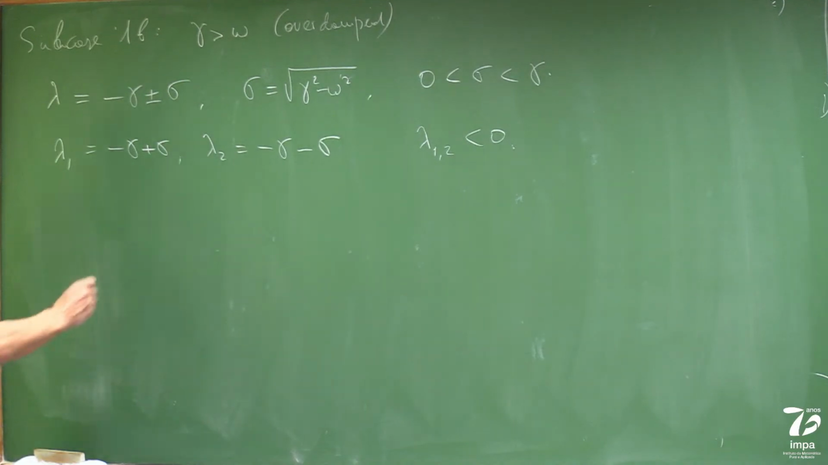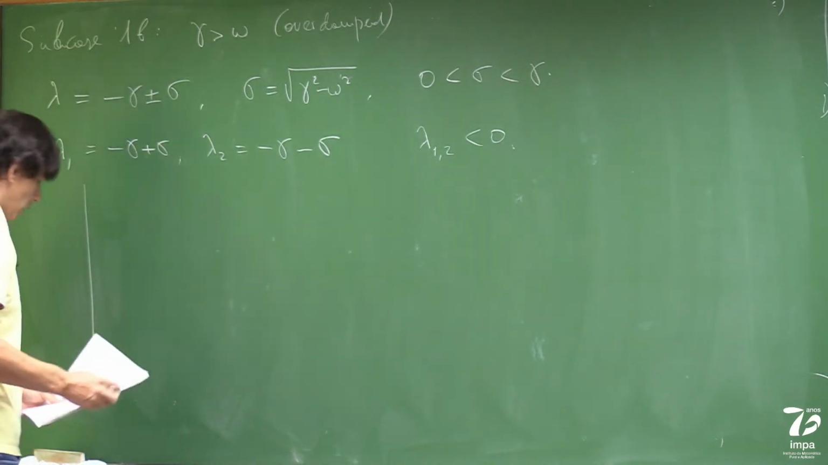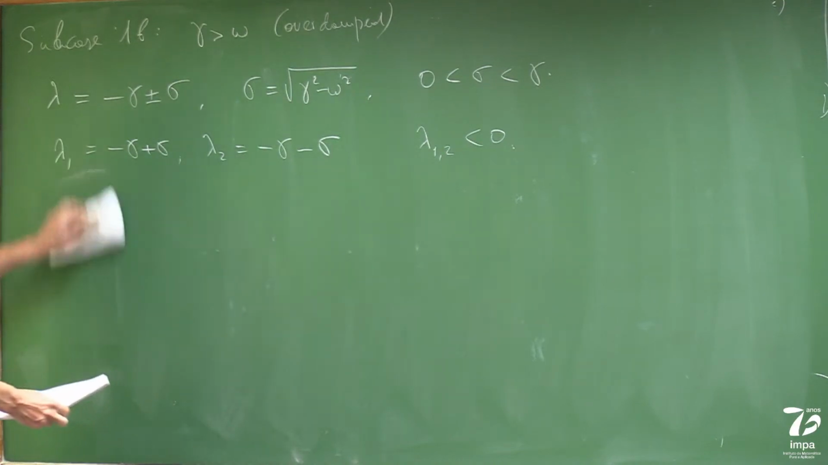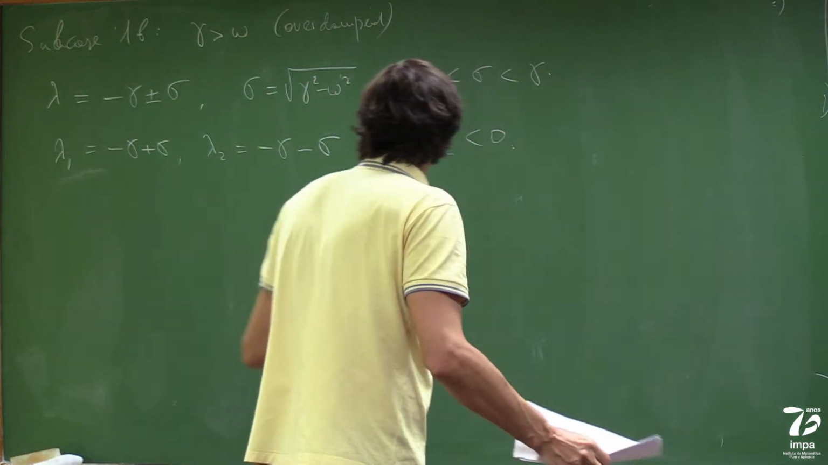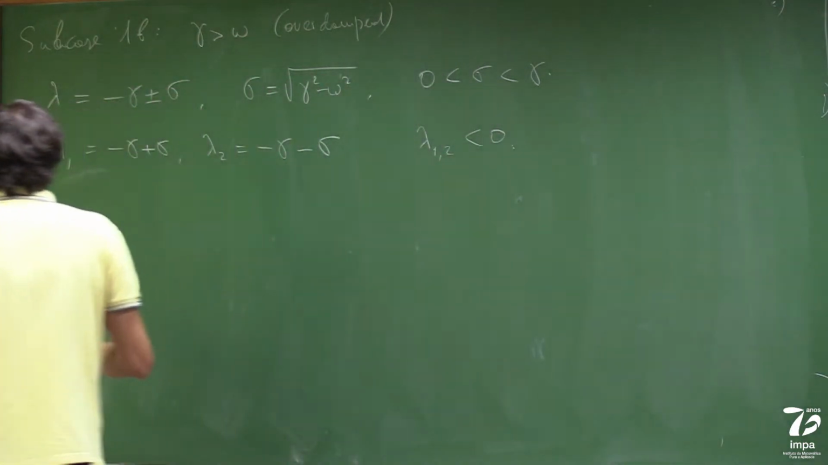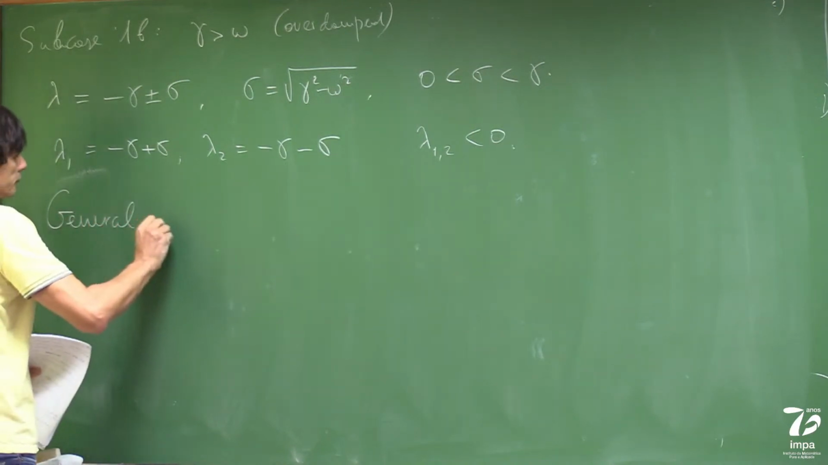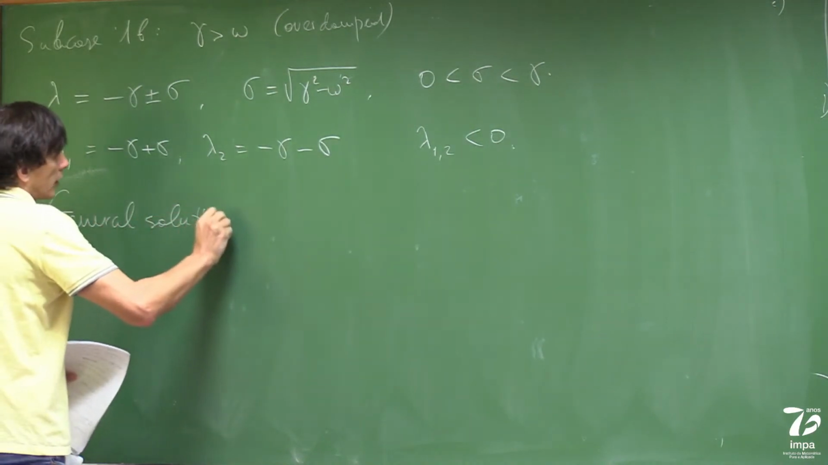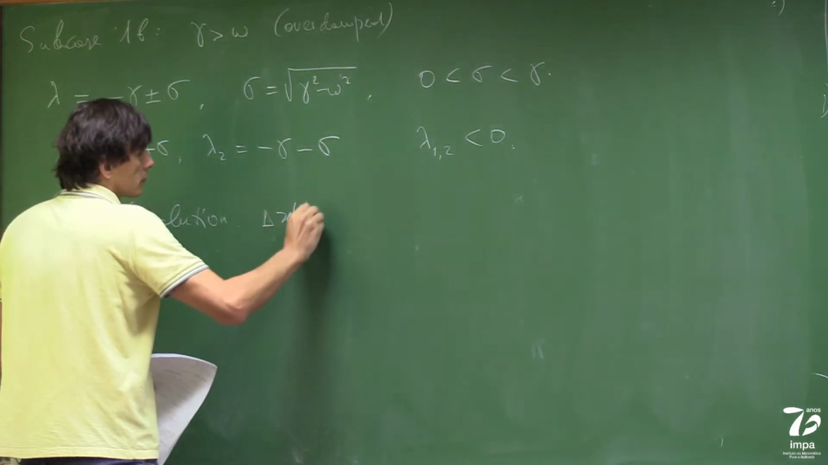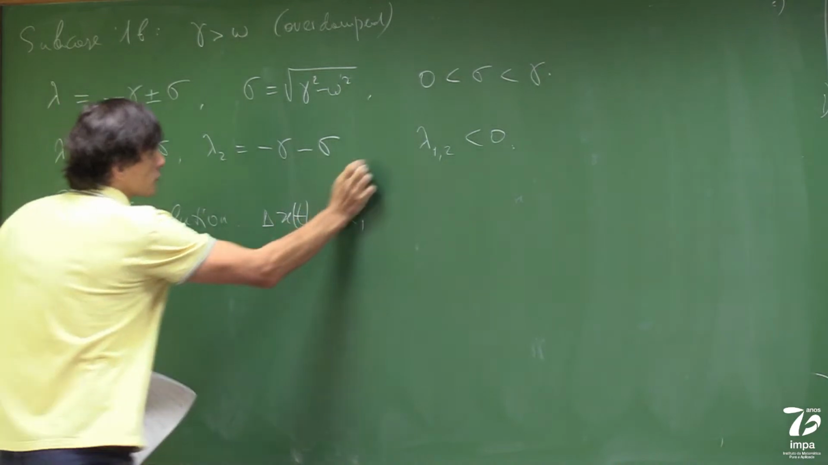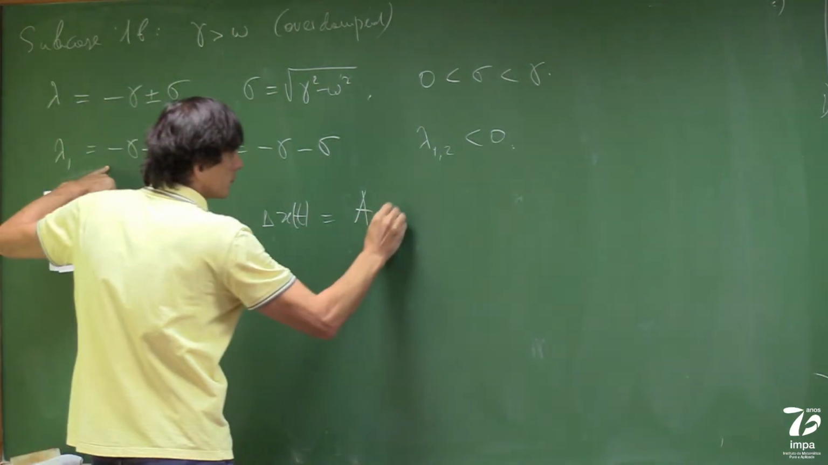So what happens in that case? Okay. So now we don't need to take real part and imaginary part, because everything is real. But we do have two solutions. So the general solution can be constructed as a linear combination: coefficient A times the solution with lambda 1.